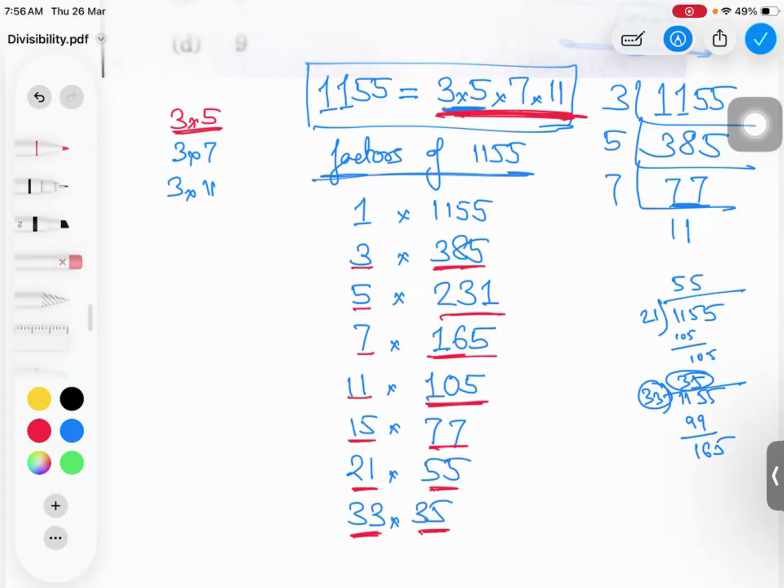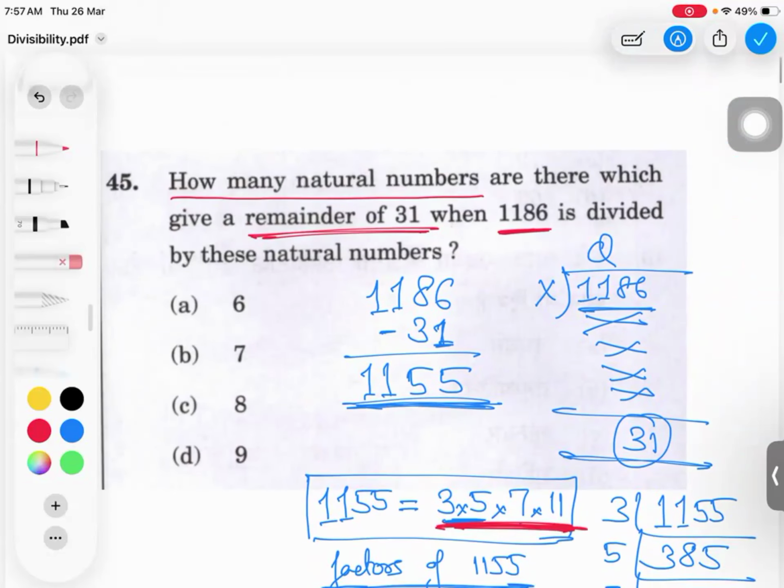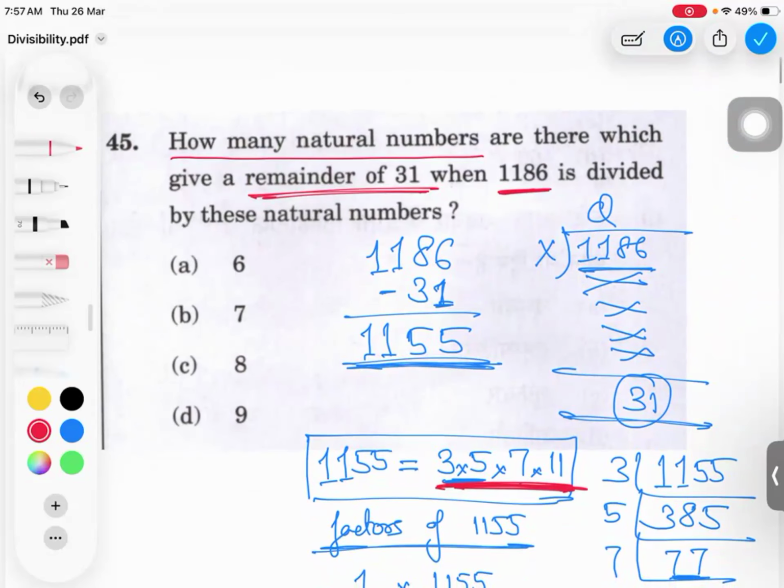1155. Okay, now tell me how many factors out of these will suffice the question. Question में क्या पूछा जा रहा है? Come back to the question. How many natural numbers are there which give remainder 31 when 1186 is divided?